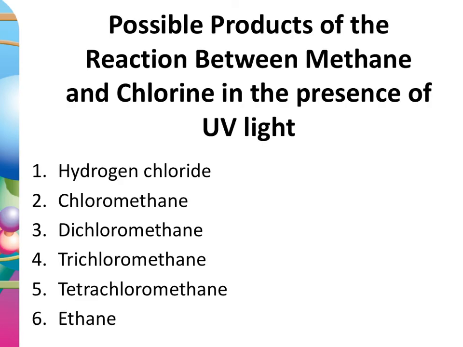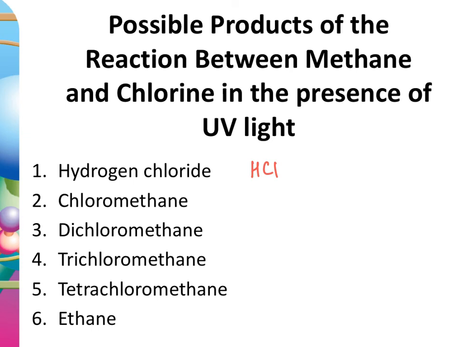So even just a very simple and straightforward reaction like methane with chlorine can give us 6 possible products. So we obviously could make hydrogen chloride. That would have happened in every one of the first propagation steps that took place.